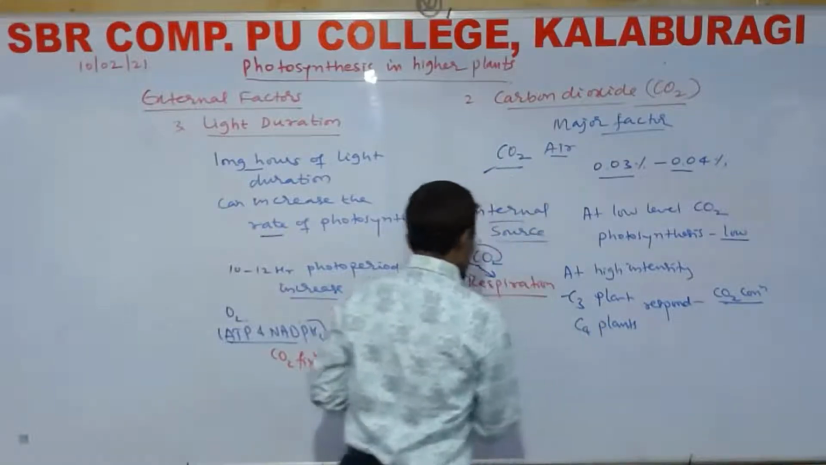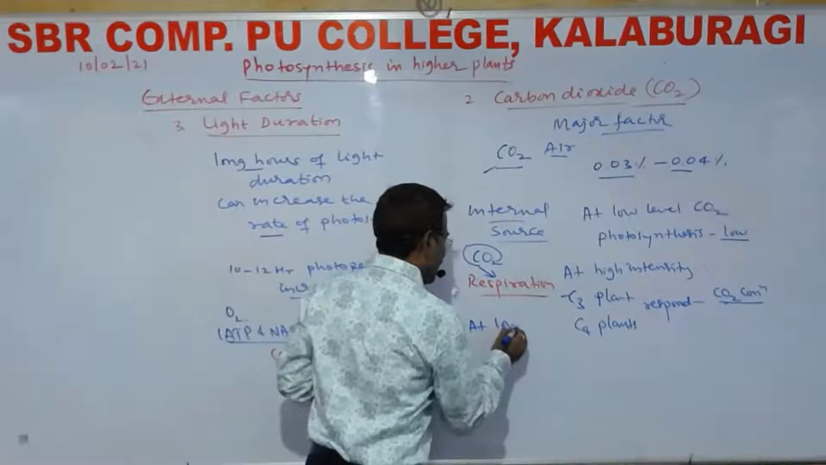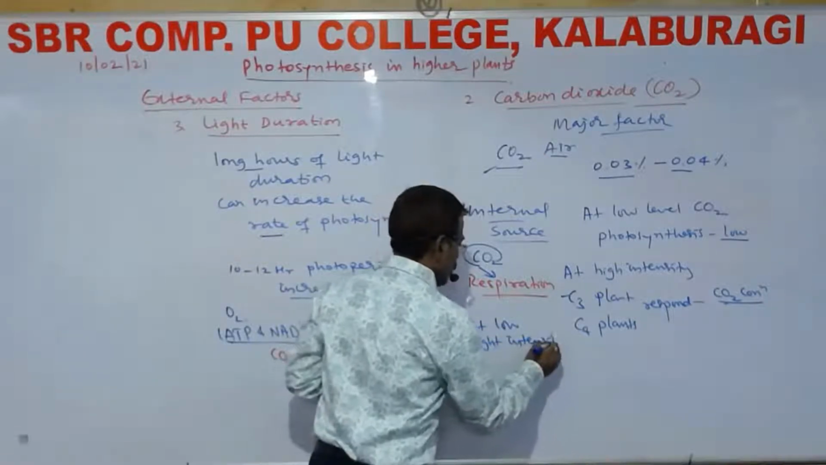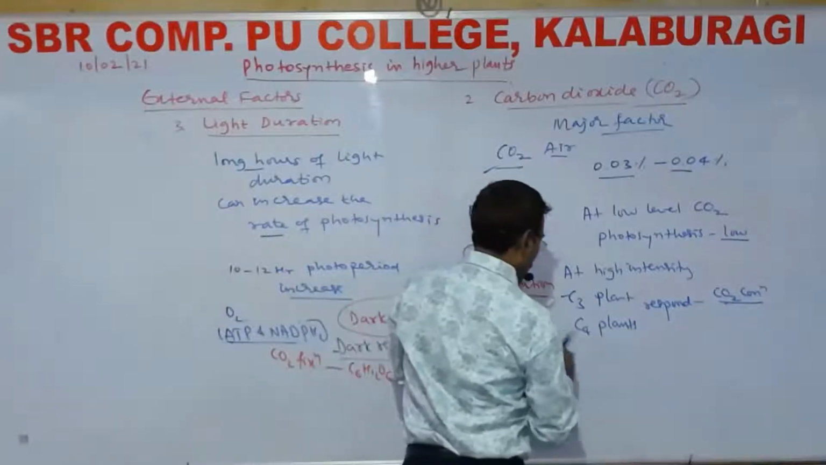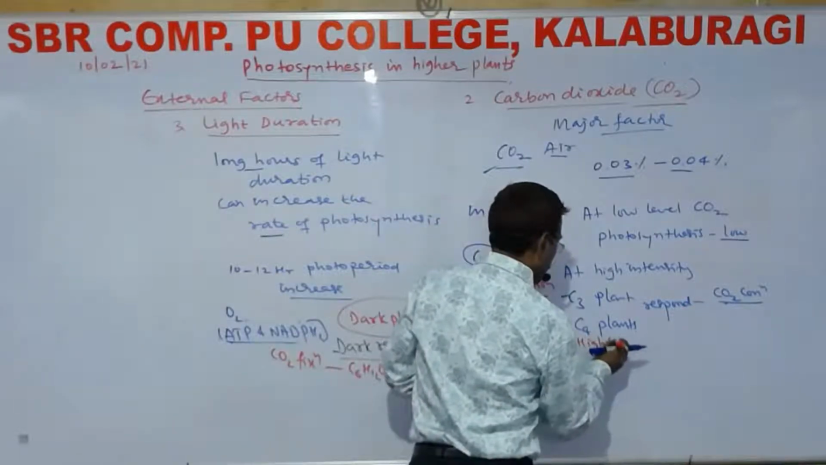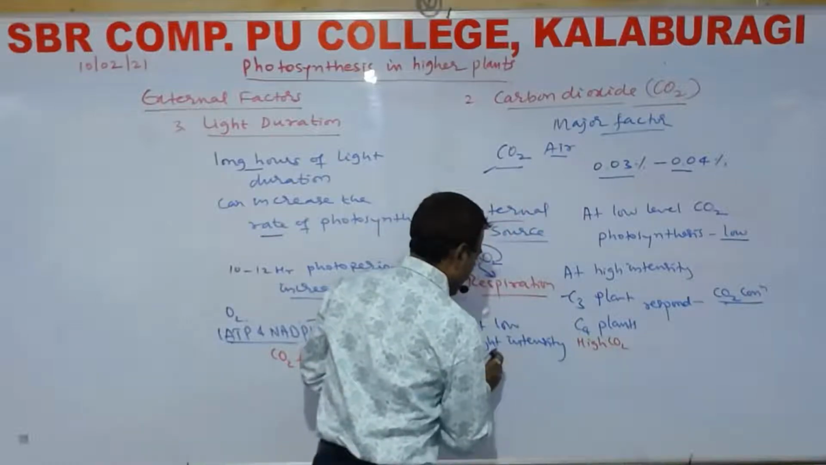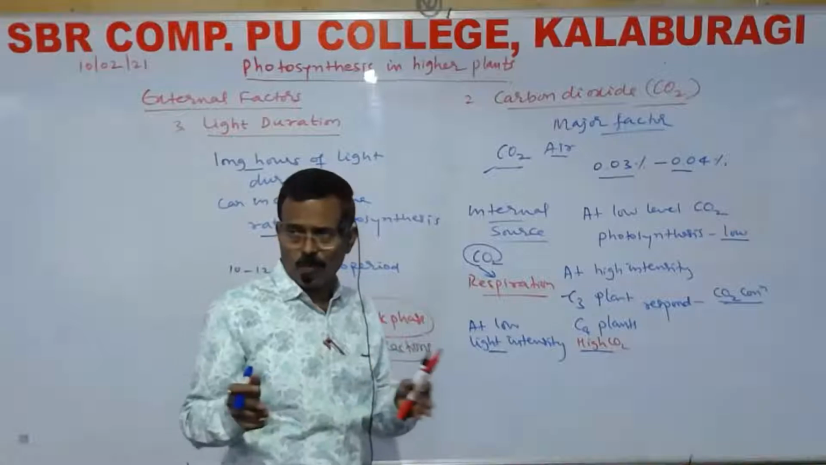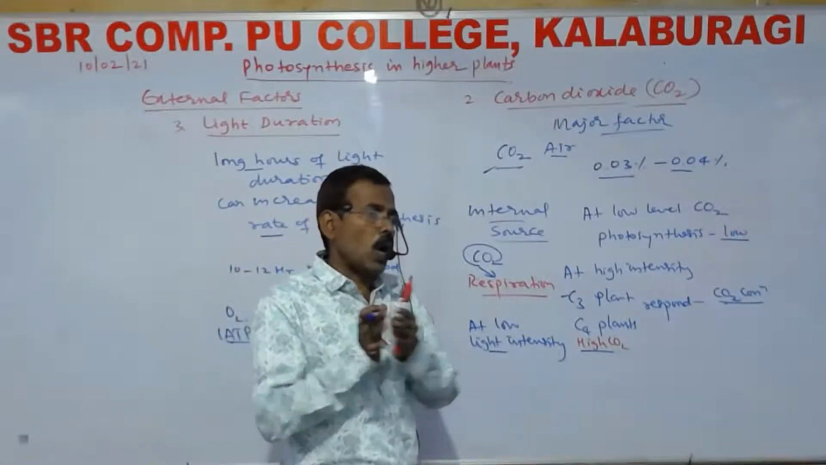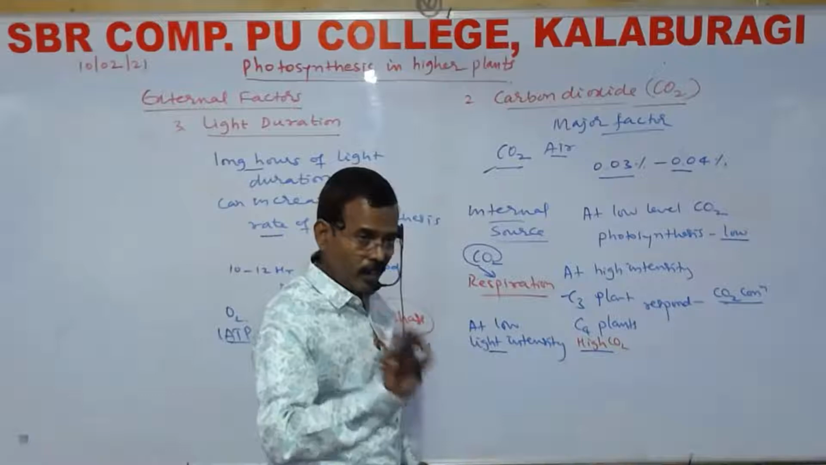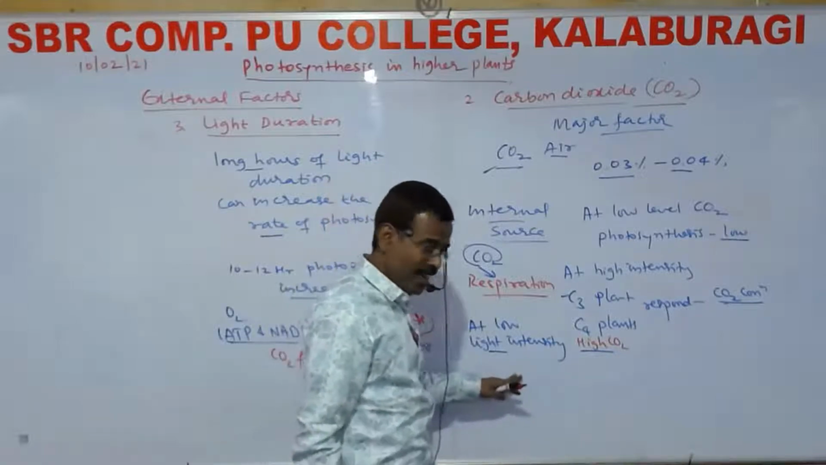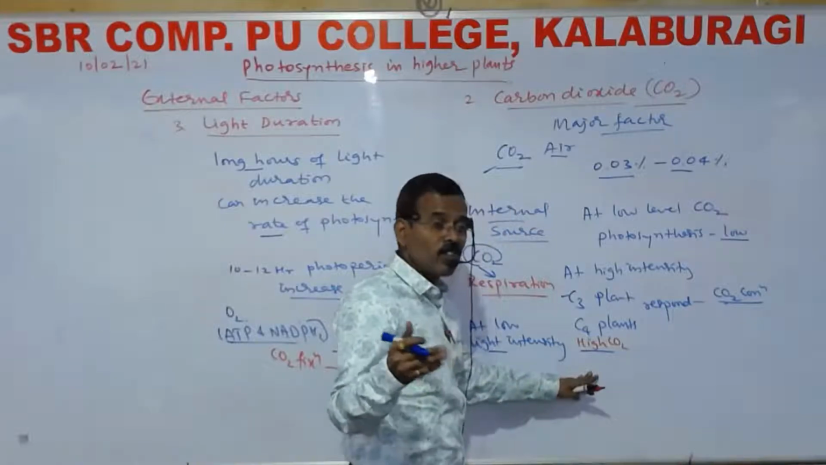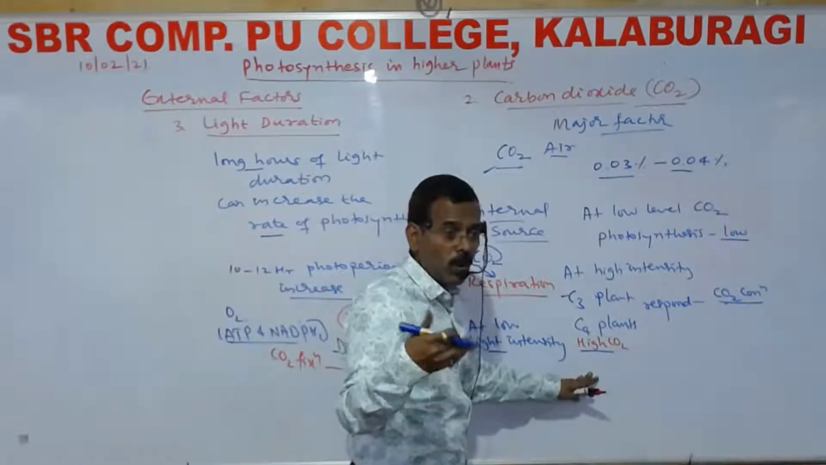At low light intensity, even if high carbon dioxide is there, C3 plants and C4 plants do not respond properly. Even if the carbon dioxide concentration is high, at low light intensity they do not respond properly.